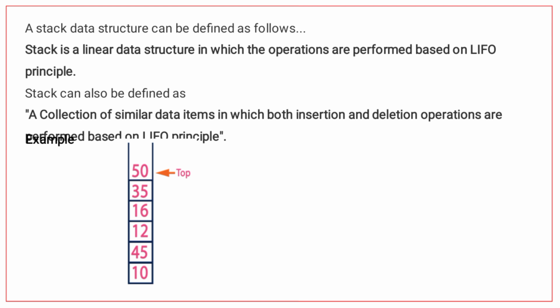Now consider one example. If we want to create a stack by inserting 10, 45, 12, 16, 35 and 50, then 10 becomes the bottommost element and 50 is the topmost element. The last inserted element 50 is at the top of the stack as shown in figure.